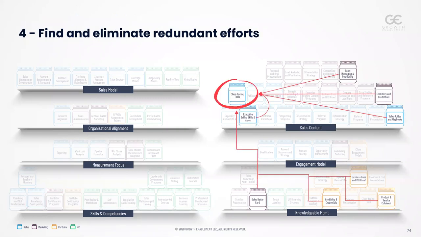The next thing that you want to do is find and eliminate redundant efforts. You also want to start putting these jars together into some sort of hierarchy. If you have a set of client-facing tools, for example, doesn't it make sense that sales messaging fits within it instead of being separate? Or that the executive selling skills required to do that are completely aligned? Or that the sales guides and playbooks are completely integrated with the client-facing tools? Shouldn't that be the design point? So you can start eliminating waste by not having each of these things run in different buckets.